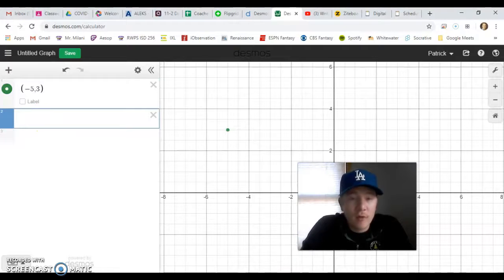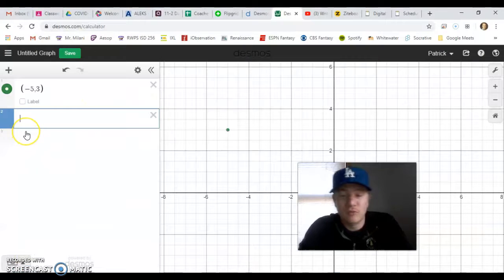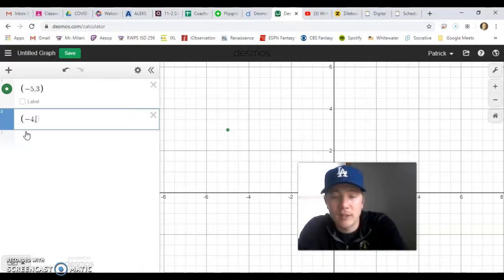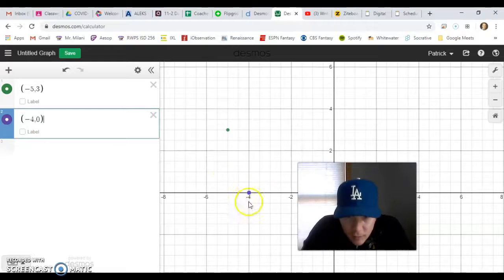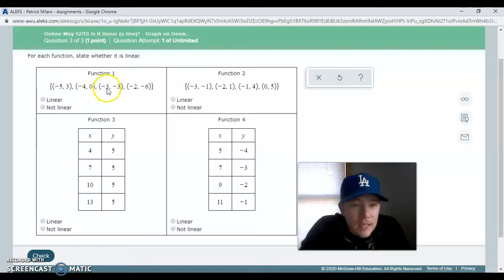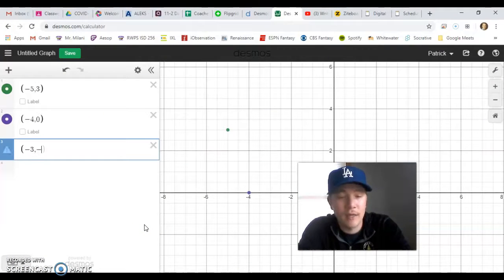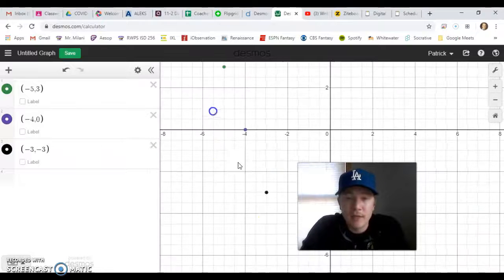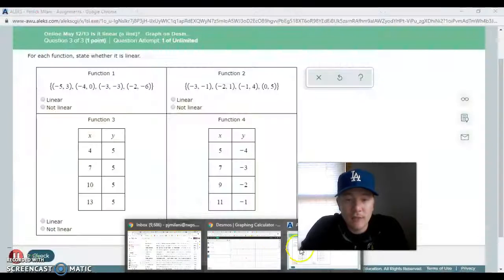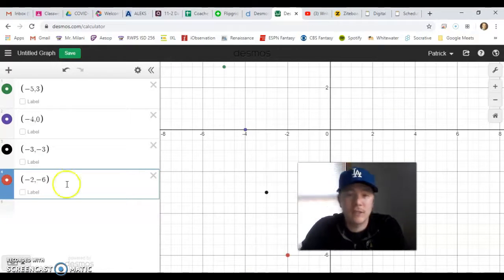And then you're going to graph all 4 or 5. I don't remember, is it 4 or 5 points? You're going to graph all 4 points, so -4, 0, parentheses, -4, comma 0. There's my next point in purple there. My third point is -3, -3. So parentheses, -3, comma -3, parentheses. There's my next point in black. You can see what's forming here. Looks like a line so far. And then -2, -6. So parentheses, -2, comma, -6, parentheses.